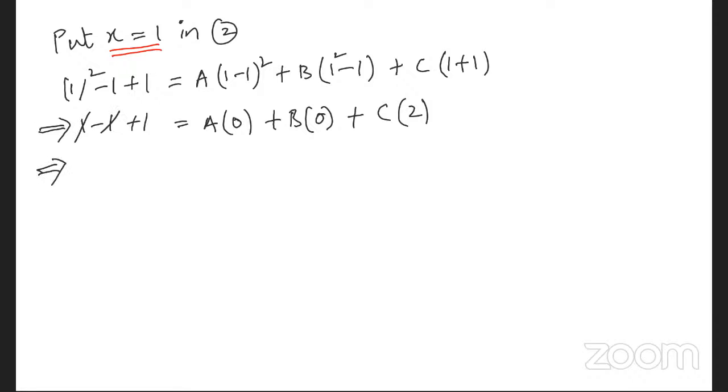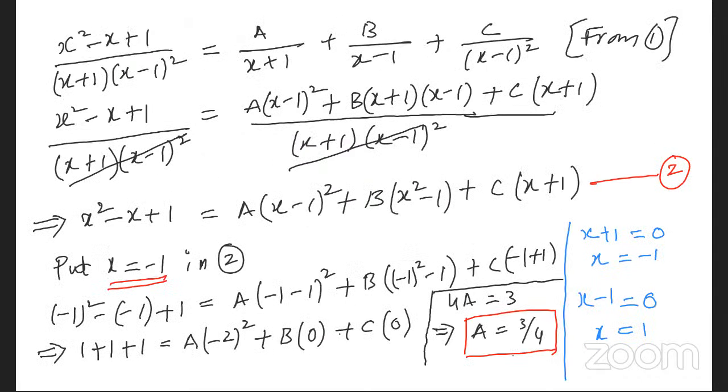1 and minus 1 will get cancelled. 1 is equal to 2c. This implies c is equal to 1 by 2. We got the value of c. Now look at this one. We got a, and if you substitute x equal to 1, we got the c value.